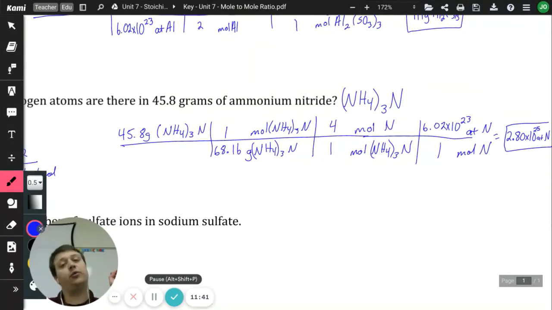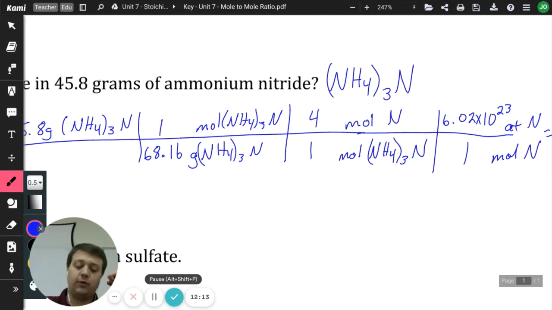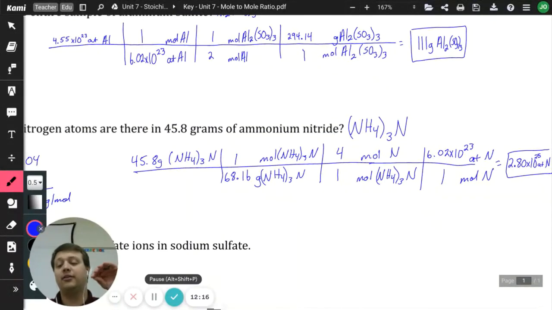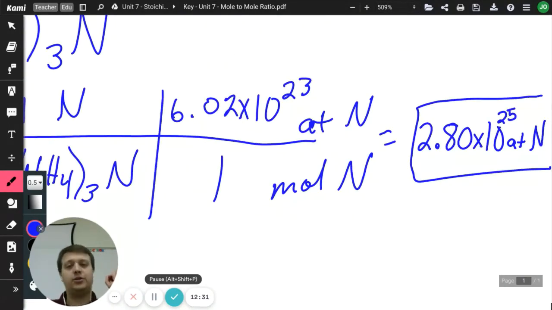Now I use that to convert from grams into moles, because that's your molar mass, your grams per mole, your mass per mole. Then I'm in moles of ammonium nitride. I convert from moles of ammonium nitride into moles of nitrogen using my mole to mole ratio. For every 1 ammonium nitride, I have 4 nitrogen. Then I convert from moles of nitrogen into atoms of nitrogen using Avogadro's number, 6.02 times 10 to the 23rd. Atoms is what I'm looking for, so I can go ahead and solve. 45.8 times 1 times 4 times 6.02 times 10 to the 23rd divided by 68.16 times 1 times 1, and we will get 2.80 times 10 to the 25th atoms of nitrogen.